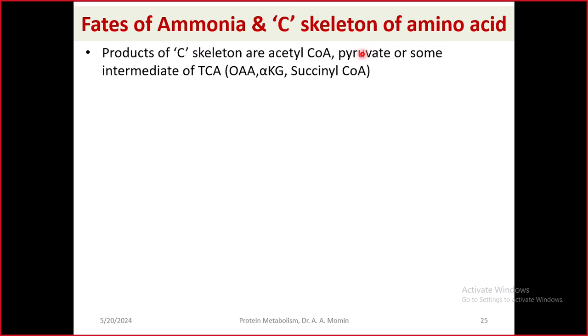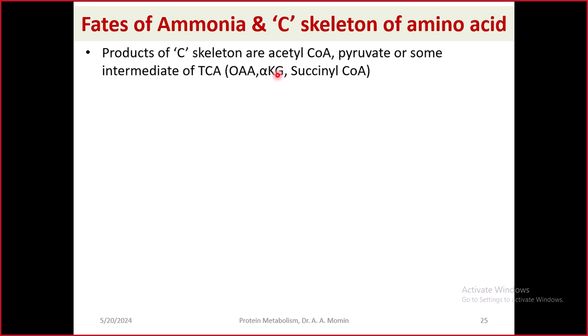The pyruvate may be converted to acetyl-CoA, enter the TCA cycle, and produce energy, or the pyruvate may undergo gluconeogenesis, be converted to glucose, and add to blood glucose or be supplied to the brain. Or it may form an intermediate of the TCA cycle. For example, when the amino acid aspartate undergoes transamination, the alpha keto acid carbon skeleton formed is oxaloacetate. It is one of the intermediates in the TCA cycle.